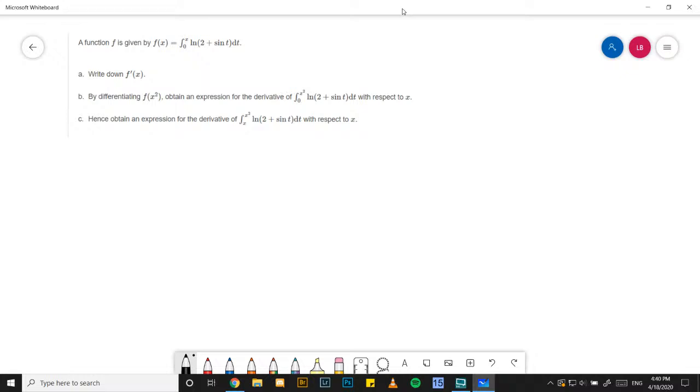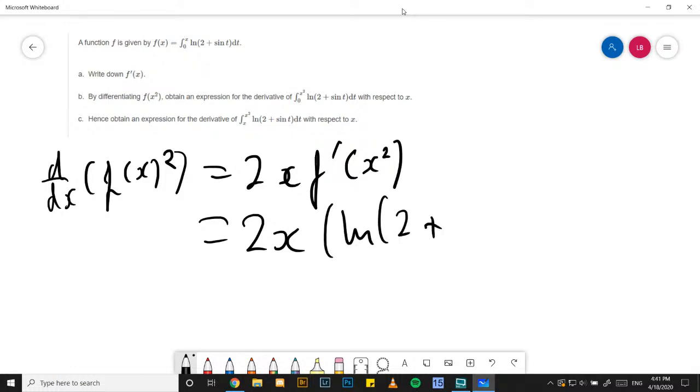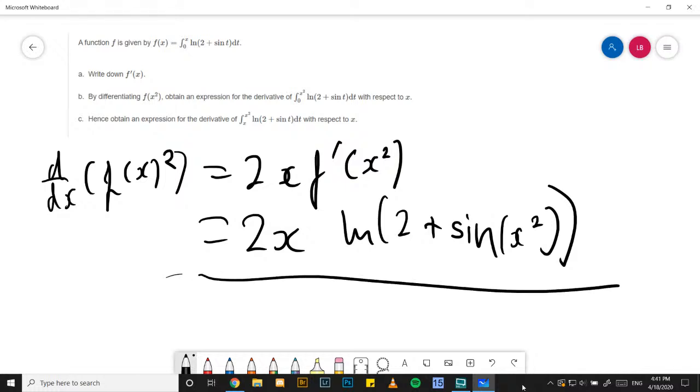You know that d/dx of f of x squared is equal to 2x times f prime of x squared. So this is equal to 2x, and we already know that the derivative of f at x is ln(2 plus sine x). But not just x, because you have to put in the x squared now: ln(2 plus sine of x squared), like so. And that's what the final answer is with respect to x.